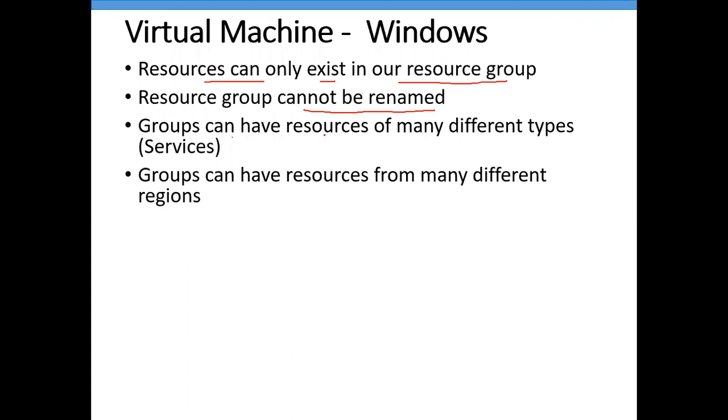A group can have resources of many different types. We can create very different types of resources in our resource group. Like we can create a virtual machine, a database, a virtual network, app services. So different types of services we can maintain in our resource group.